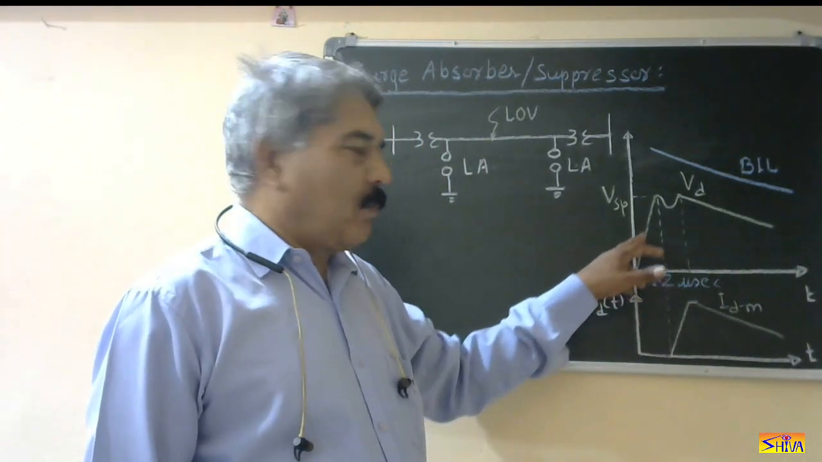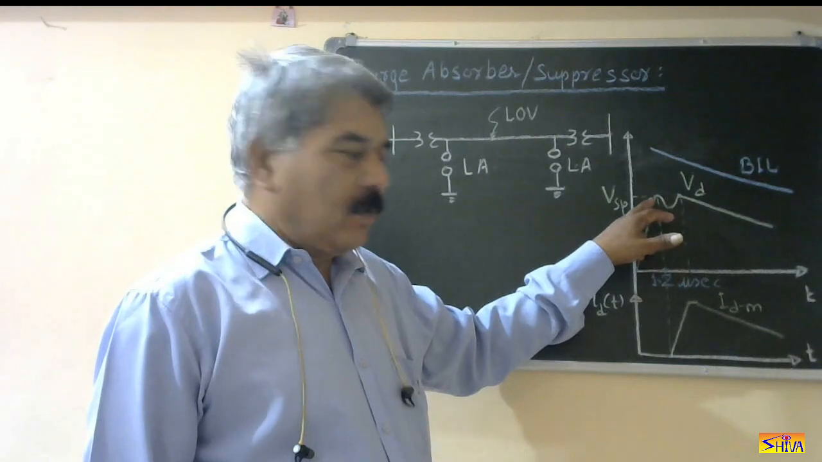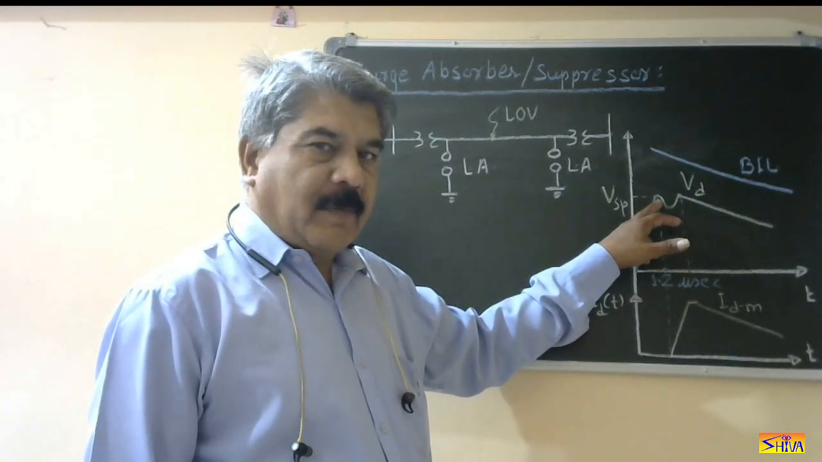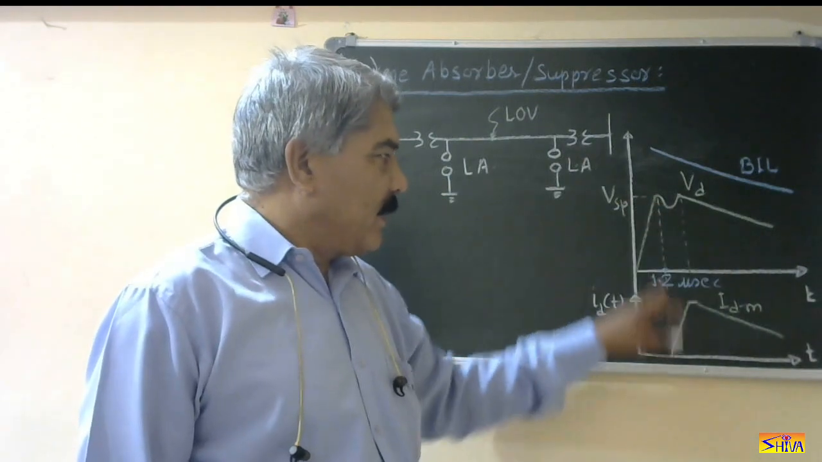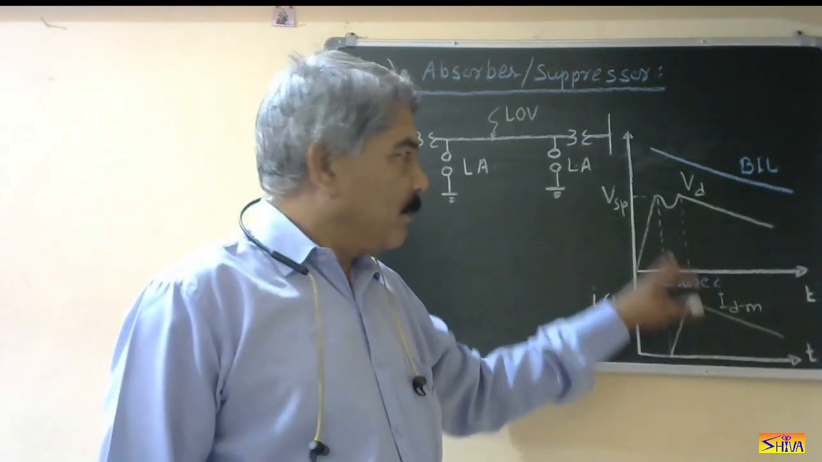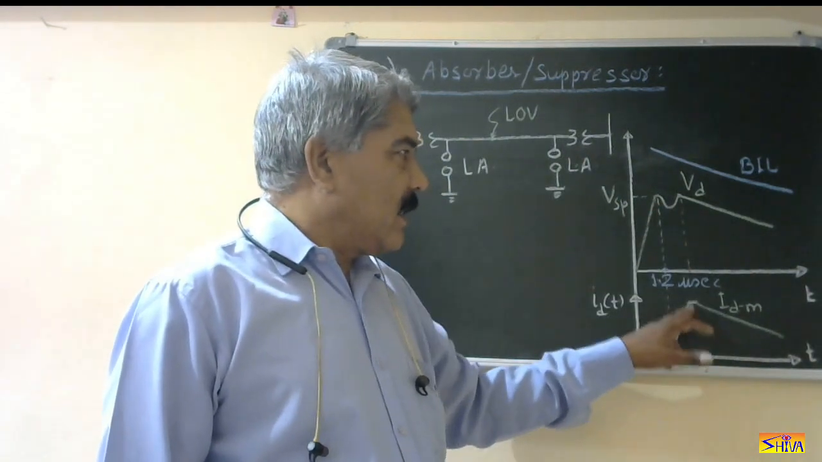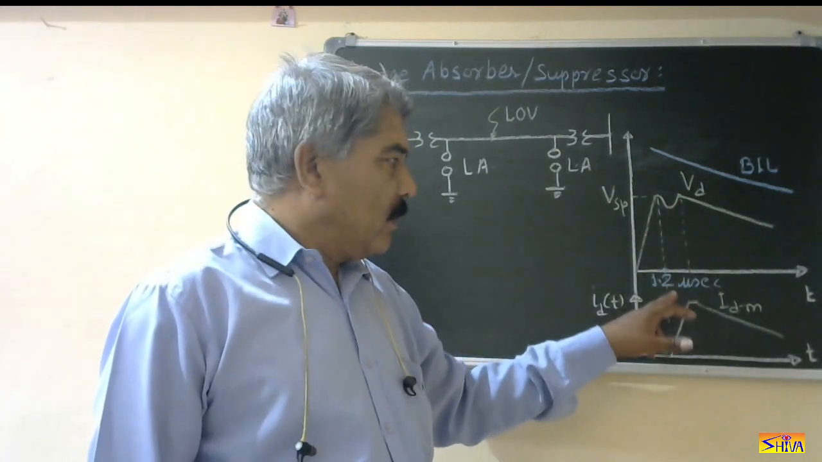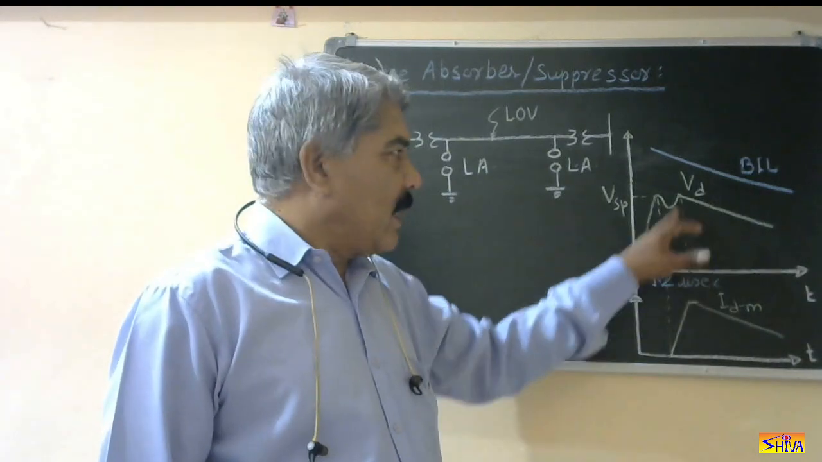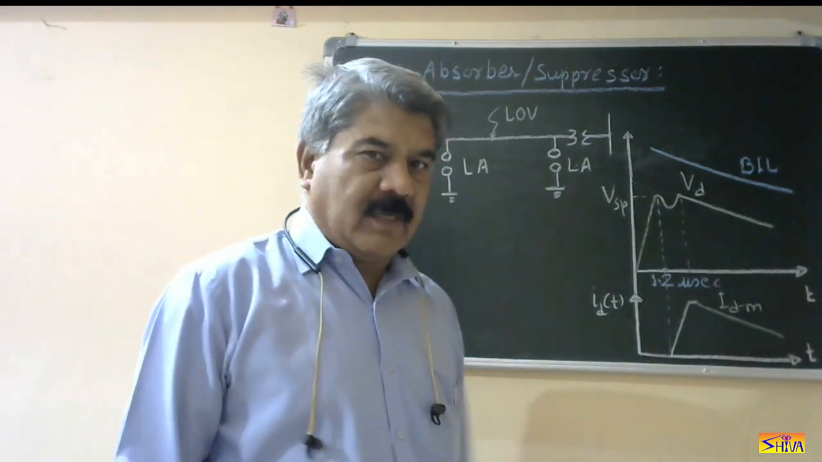So when lightning over voltage is coming at spark over voltage, it sparks over and discharge current starts flowing. So from here the discharge current starts flowing. When discharge current is increasing, again the voltage is increasing. It will attain some peak value when discharge current is maximum, and then again it will start reducing.